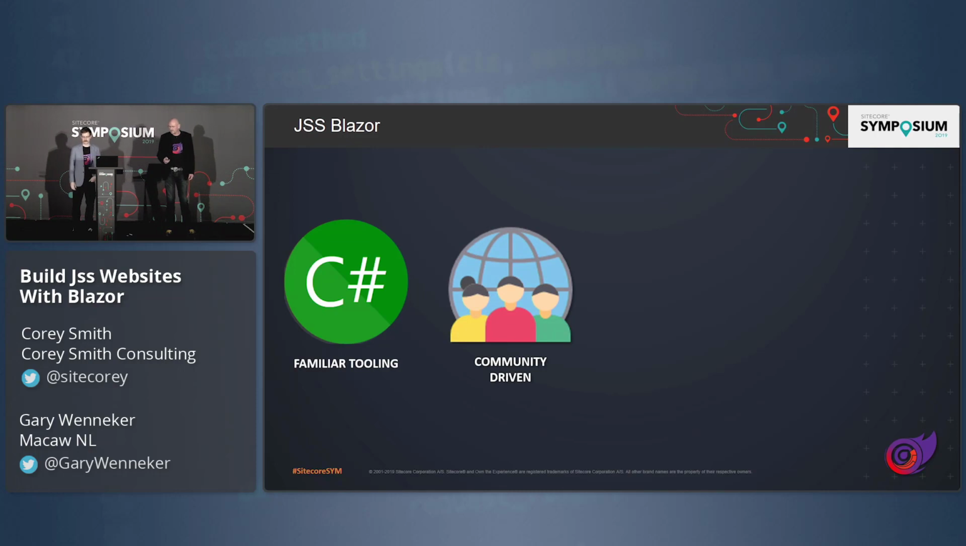JSS Blazor is community-driven. It's open source, but keep in mind, it's not an official Sitecore framework. It's a framework built for the community, by the community.